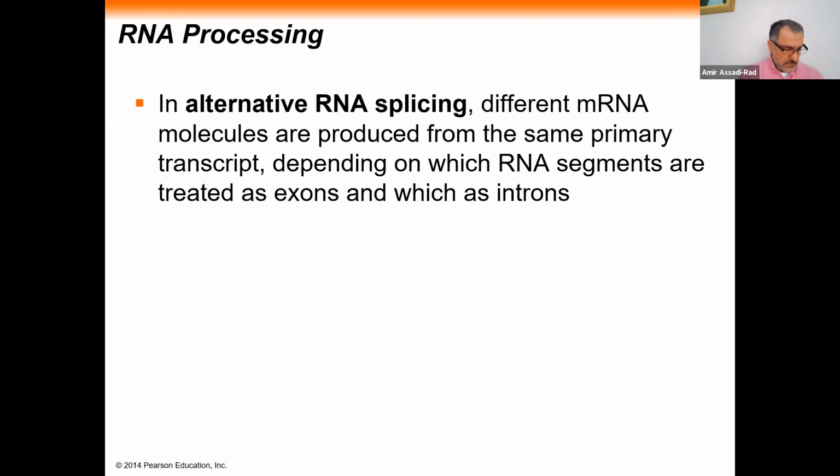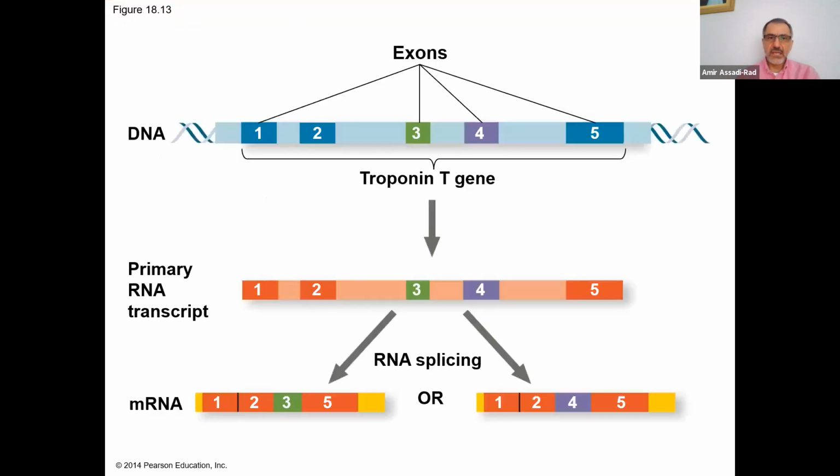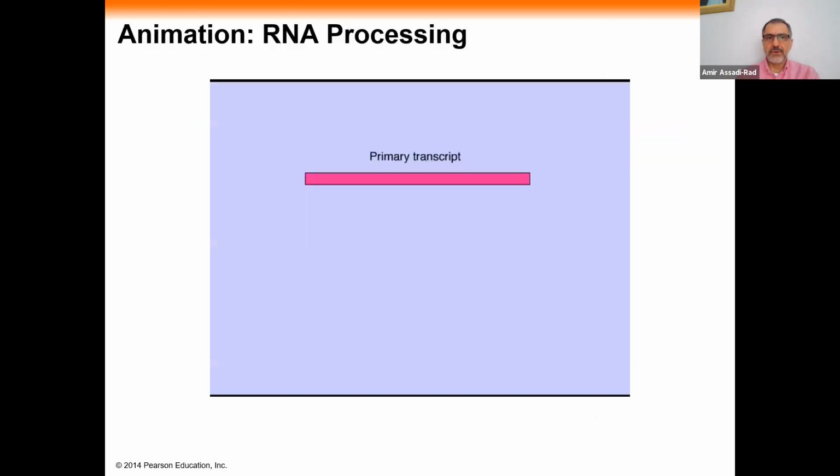20 minutes, I guess. So in alternative RNA splicing, different mRNA molecules are produced from the same primary transcript depending on which RNA segments are treated as exons and which are treated as introns. Right here, I'm sure you can study these and you already know about it. We talked about it a little bit, RNA processing. Let me go back and play this one.